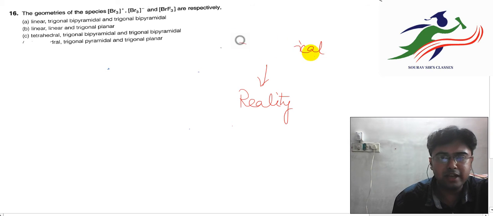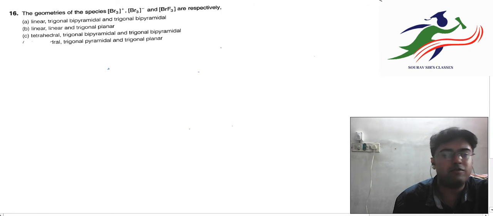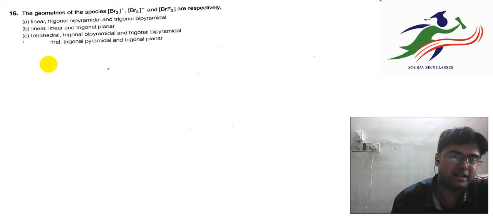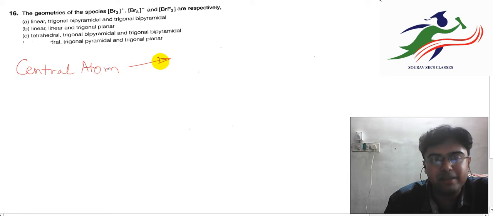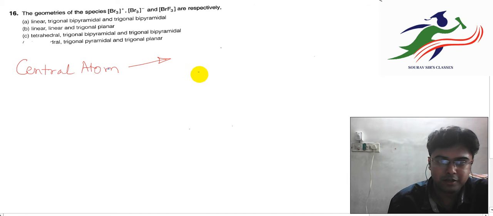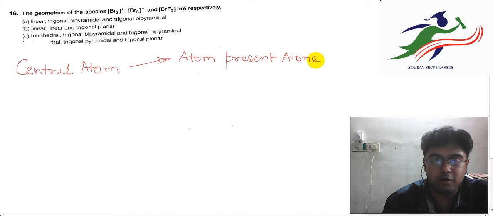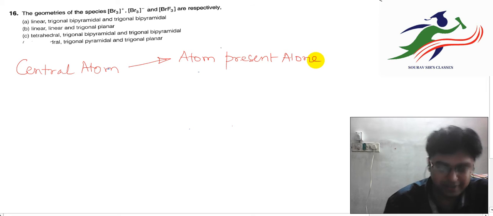So in order to find out the hybridization of a molecule, we have to apply a simple technique. For that, we need to first identify the central atom. Now, how would you do that? Just apply a trick: it will be the atom which is present alone. In most cases, you would be able to identify the central atom in a molecule by applying this trick.